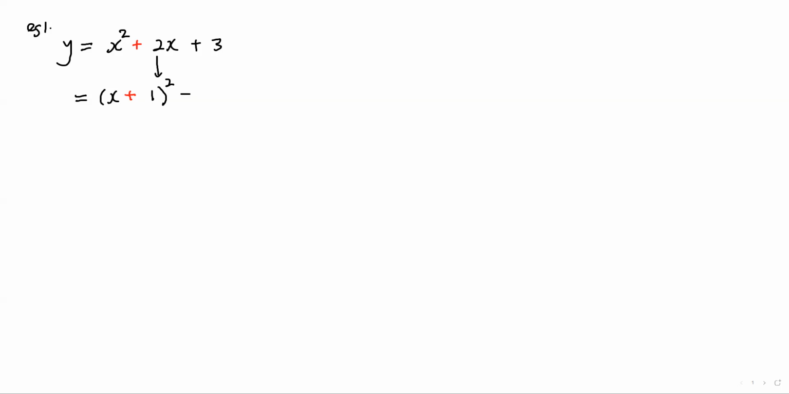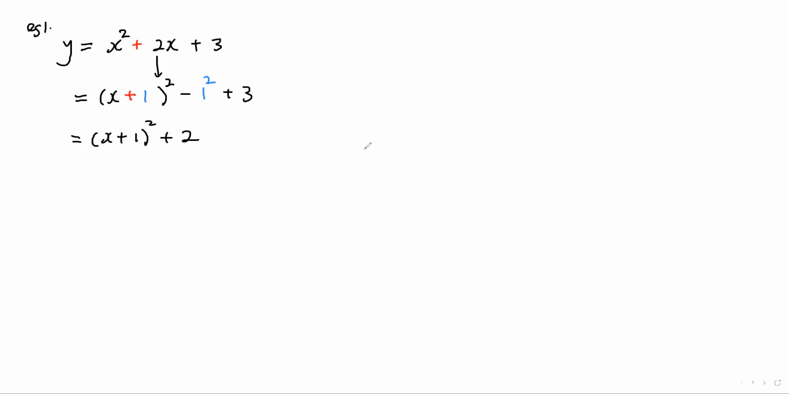Let me put that in a different color. So this is a 1, and I will always minus a 1 square. And then after that, whatever we have here, this is a plus 3. We're going to plus the 3 here as well. So this would be x plus 1 squared minus 1 squared plus 3, which would be plus 2. So that is the end of the question.